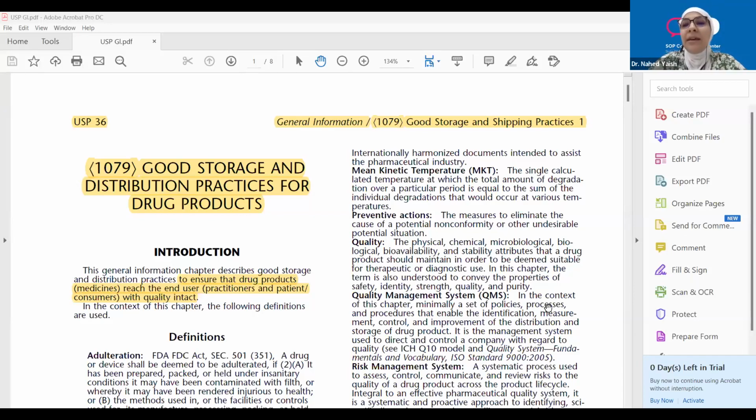Now, this is the US Pharmacopoeia, the section of general information, the good storage and distribution practices for drug products. So we're not talking only about the regulations of the WHO and the ICH. We're also talking about the pharmacopoeias, okay? The pharmacopoeia also contains a section that is only for the good storage and distribution practices for the product. Let's read a few statements within this USP section.